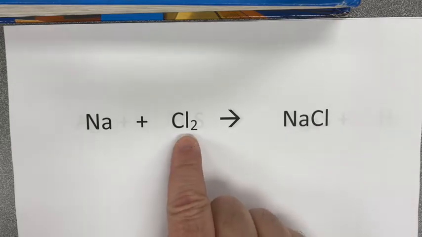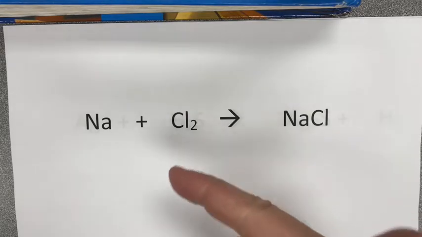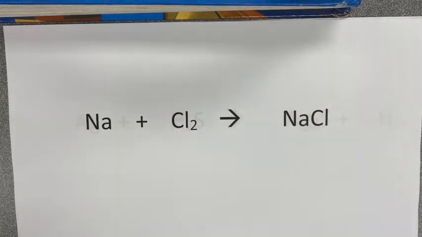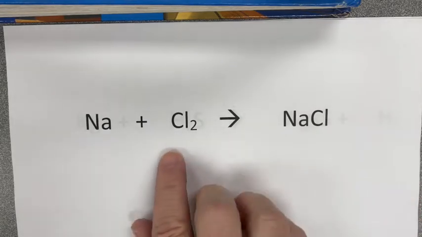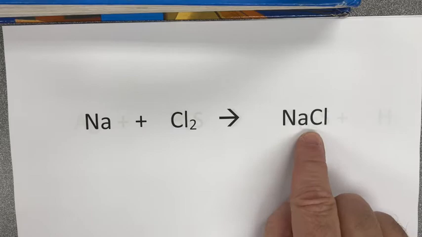Chlorine is always written as Cl2 because it's one of those diatomic atoms that's always paired up with itself. Chlorine, oxygen, nitrogen, hydrogen, fluorine, these always travel in pairs. So we have to write it as Cl2. We have sodium, we have sodium chloride.